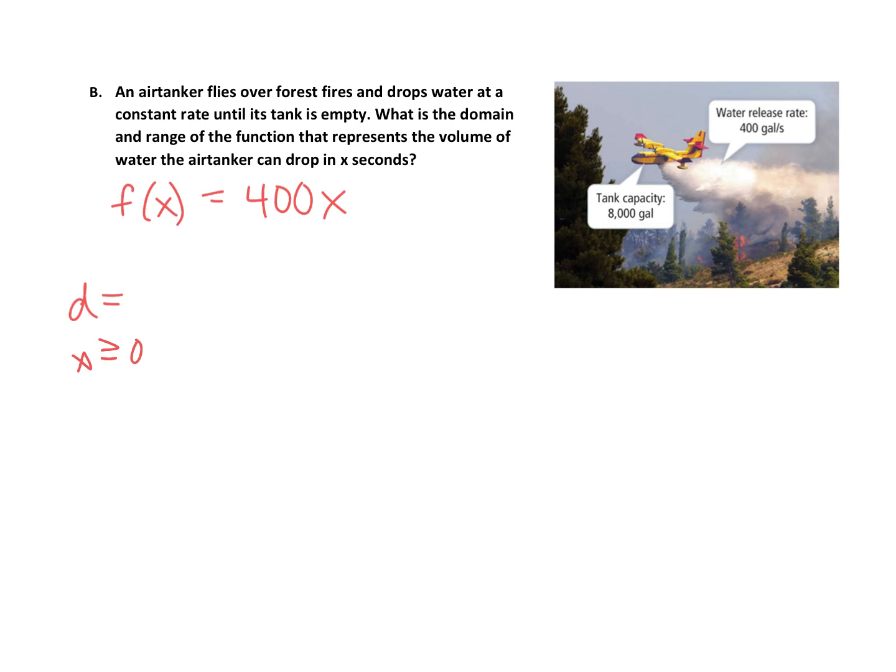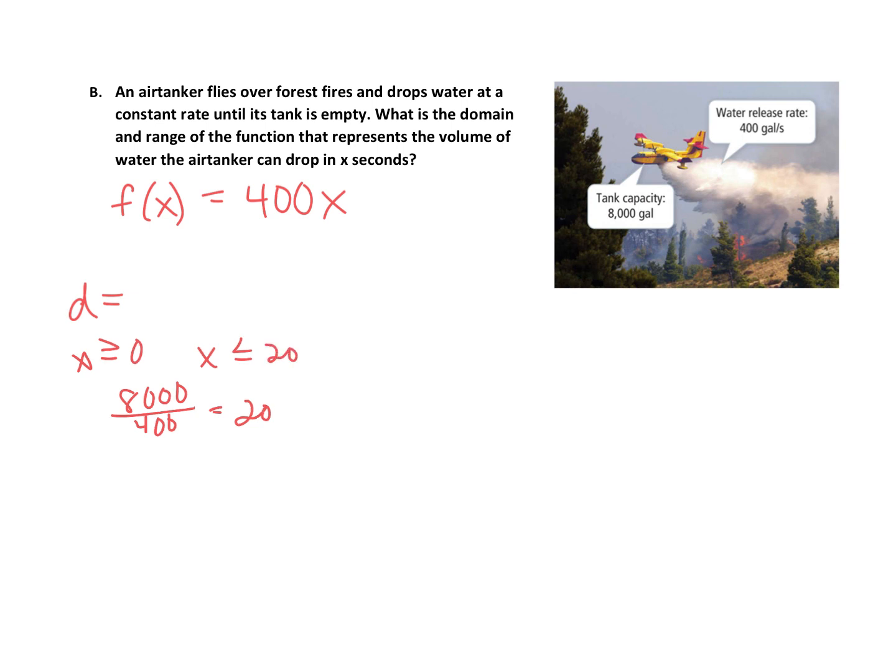And then if we're going to drop 400 gallons every second, at some point you're going to run out of water, and that would be your maximum number of seconds for dropping water. Well, how long will that take? We have 8,000 gallon capacity in the air tanker. If you divide that by 400, because we're going to lose 400 every second, you're going to get 20. So 20 seconds is the longest that this would take. So our x value, which is representing time, will be less than or equal to 20.